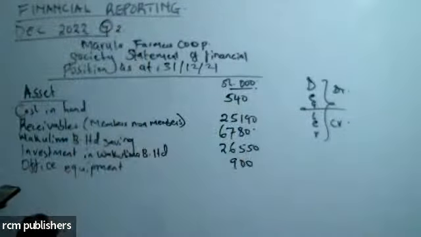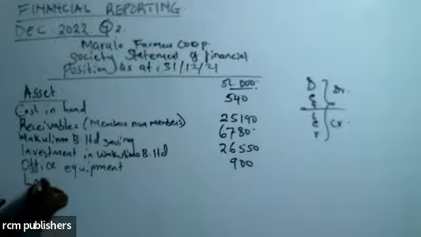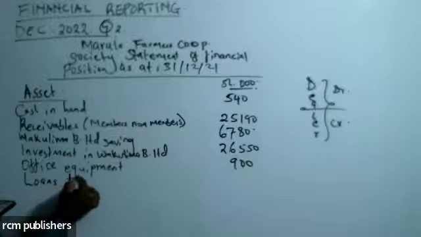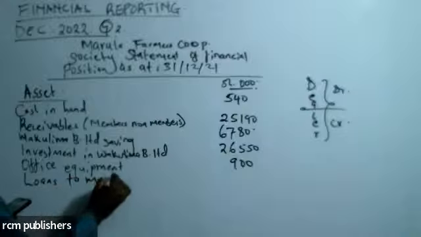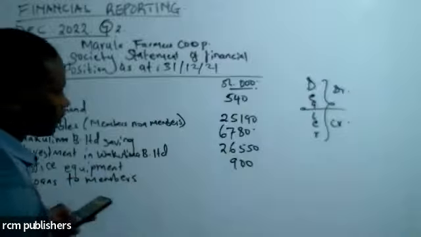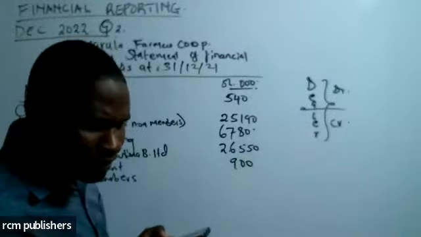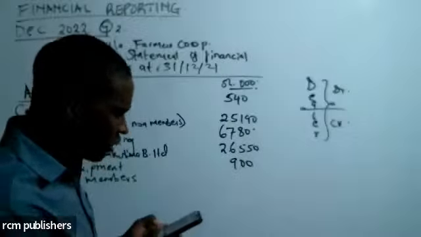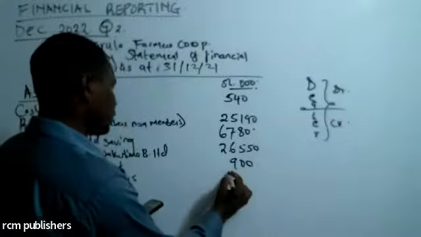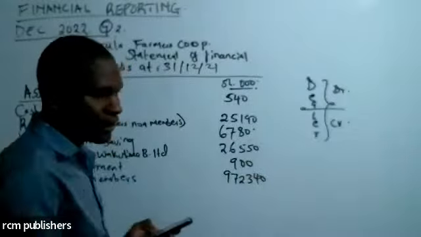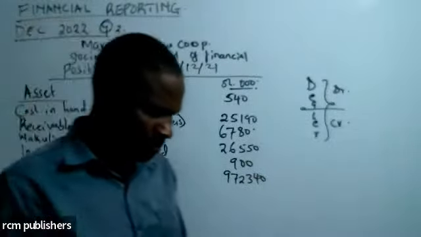Loans to members. Yes, that's an asset to us. Tumewapatia members loans, loans to members. Ni asset yetu. Loan how much? Worth how much? Loan to members. 972,340. Any other item?